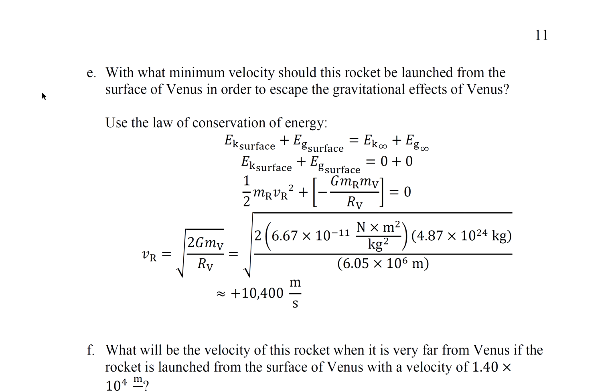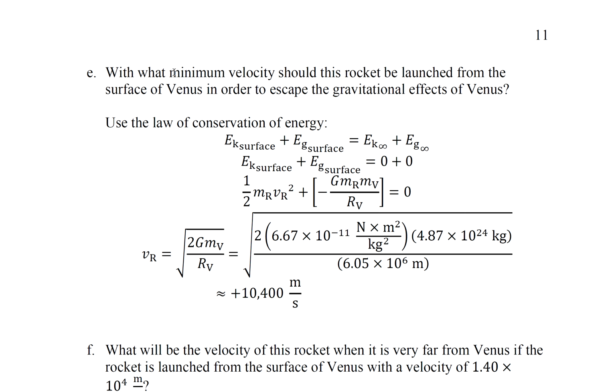Part E, with what minimum velocity should this rocket be launched from the surface of Venus in order to escape the gravitational effects of Venus? So once again, use the law of conservation of energy. The total energy at the surface of Venus is equal to the total energy at infinity.